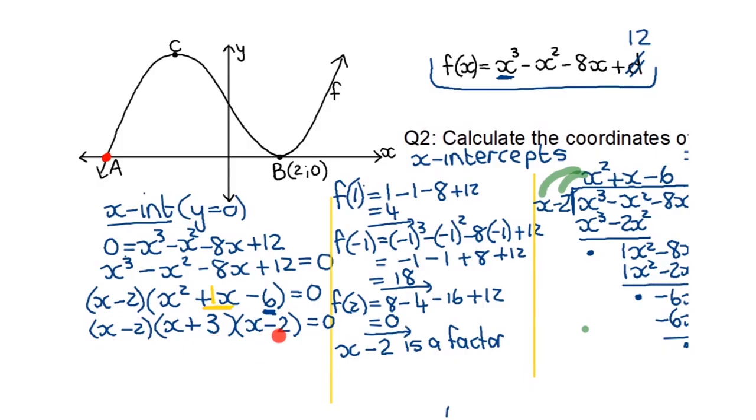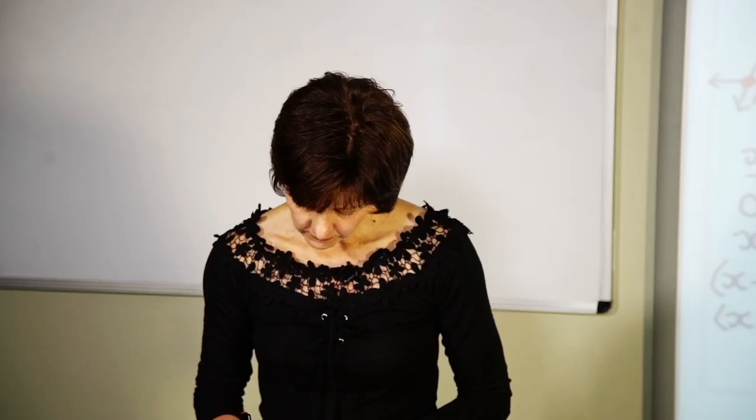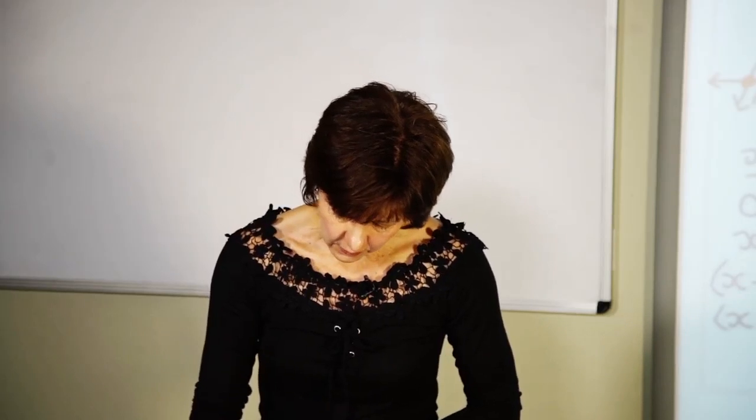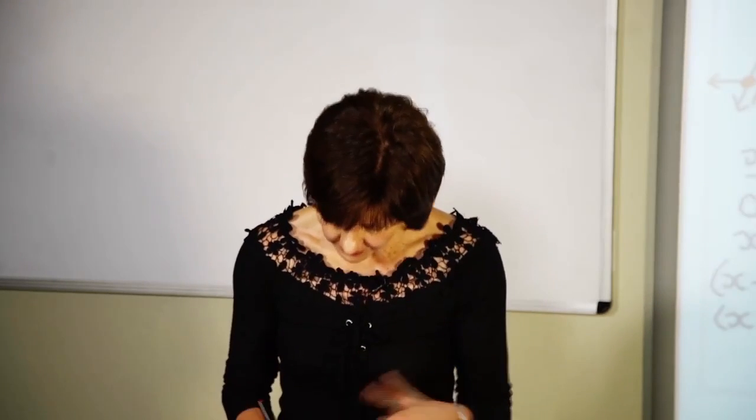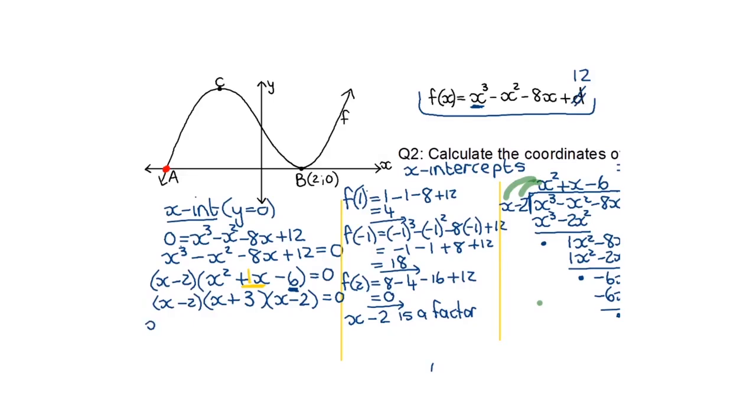Plus 3 minus 2 will give me the plus 1x that I want there in the middle, which means one bracket is 0, or the other bracket is 0, or the other bracket is 0, which means the x is 2, or the x is negative 3, or for the last bracket, x will be equal to 2.